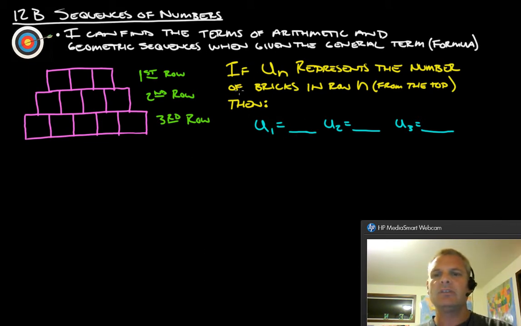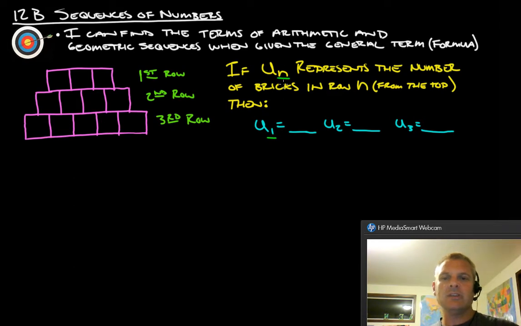So if u, and that's called u sub n because it's a little subscript here, u sub n represents the number of bricks in row n from the top. Then u sub 1, u sub 2, and u sub 3 would all equal what? So again, u sub 1, this n here is standing for the number, like whichever row it is.